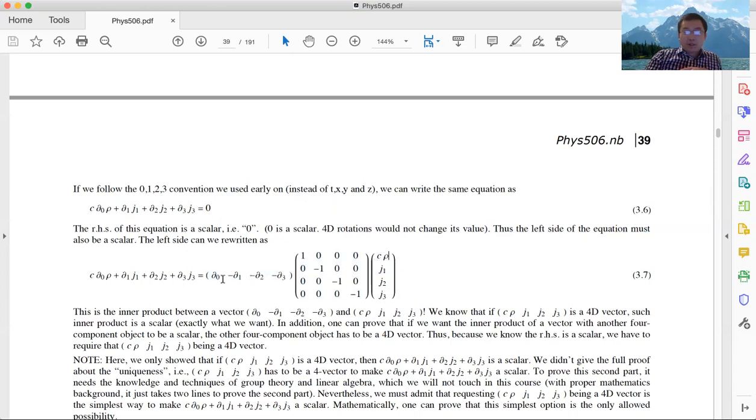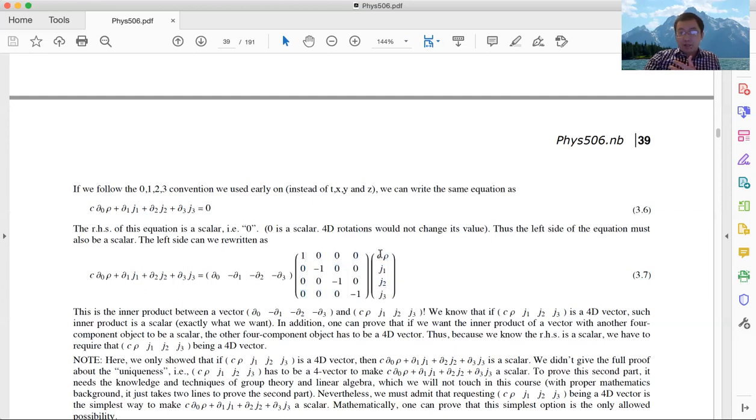Okay, it has derivatives, 4-dimensional derivatives, a metric tensor, and another object of 4 components. This structure, if you recall what we learned earlier today, is exactly the structure of an inner product of 2 vectors. This one is already a vector we know. This one is already a vector we know. That's a derivative vector.